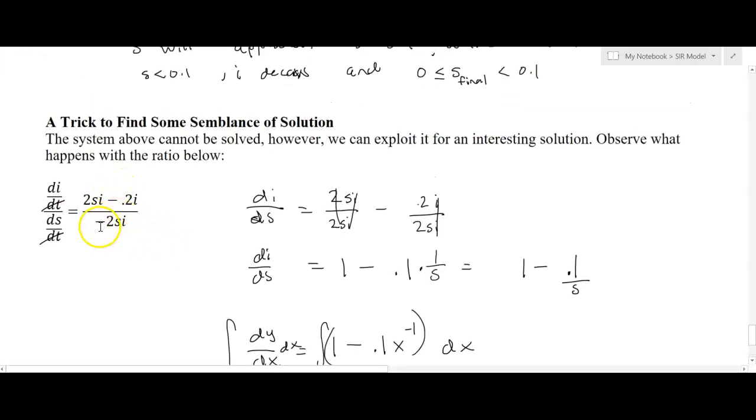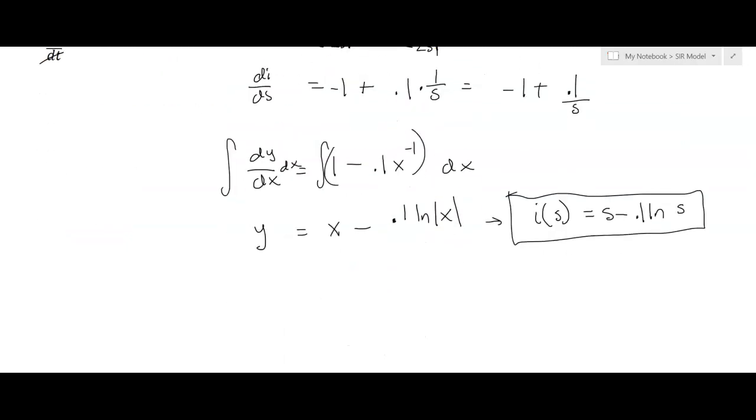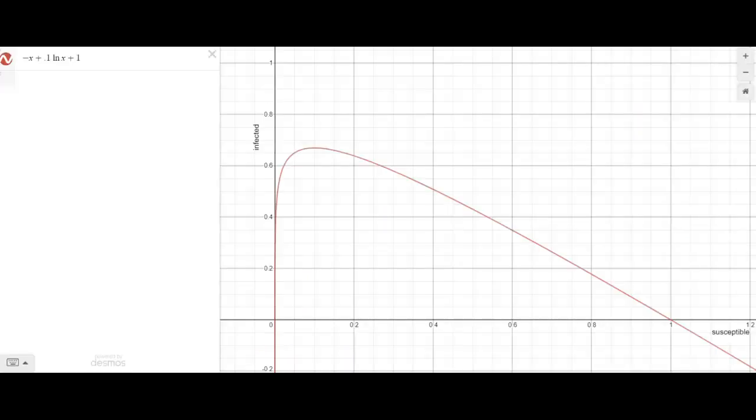Just one minor and important change here. ds dt was negative 2si, so we should have a negative here and a negative here, which makes this a plus and a minus. This will be minus and plus here, and same thing goes here. It should be minus 1 plus 0.1 x to the negative 1 minus x plus minus s plus, and we should also have plus an arbitrary constant here, a plus c, which will be based upon our initial condition. And if we go ahead and graph this in Desmos, not surprisingly, what we see is the exact same curve that we started off with.